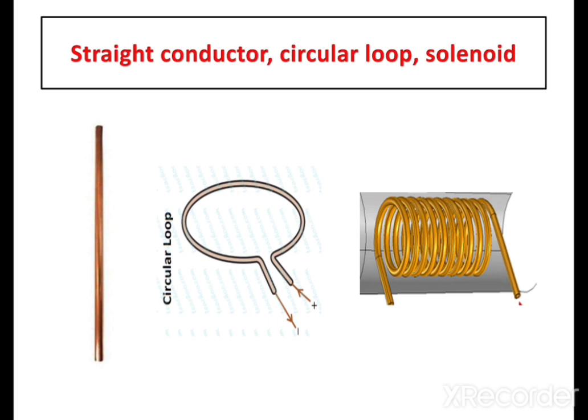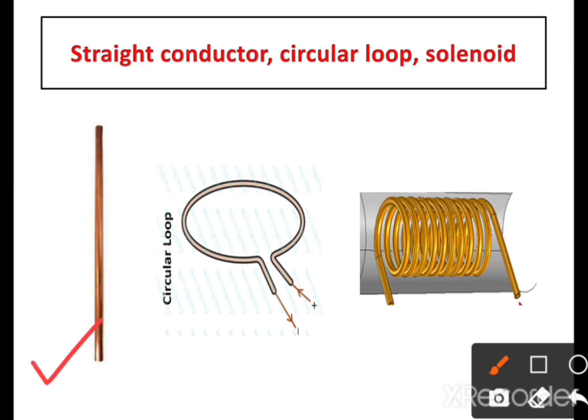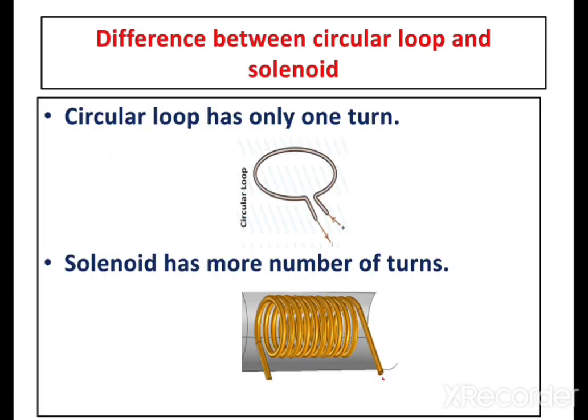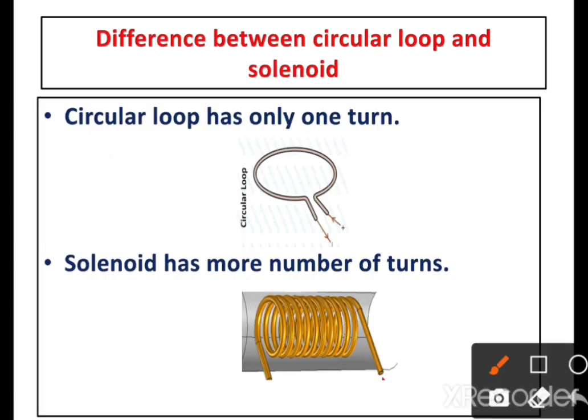And in the last class I discussed there are three types of conductors. One is straight conductor, circular loop and solenoid. What is the difference between the circular loop and solenoid? The circular loop has only one turn. Only one turn means that is a circular loop. The solenoid has more number of turns. When the number of turns is increased, that is called a solenoid. So this is the difference between the circular loop and solenoid.